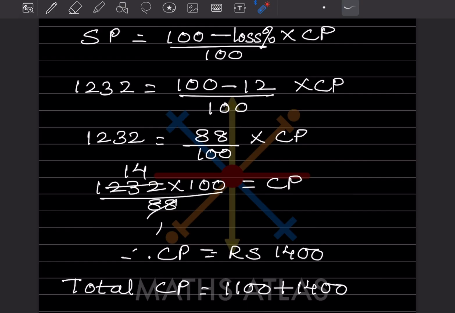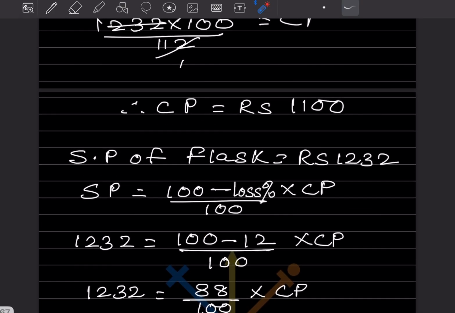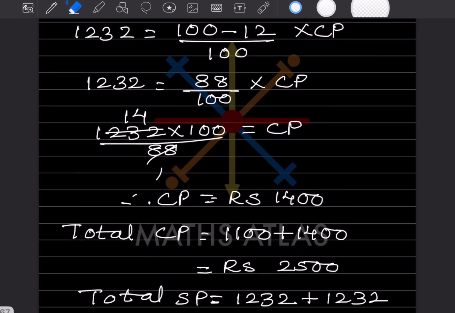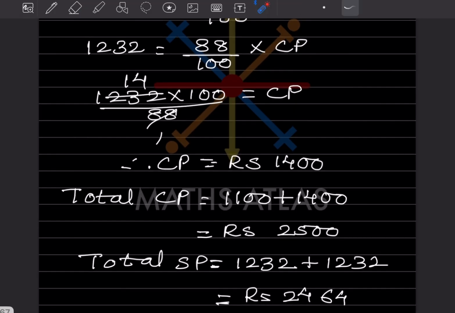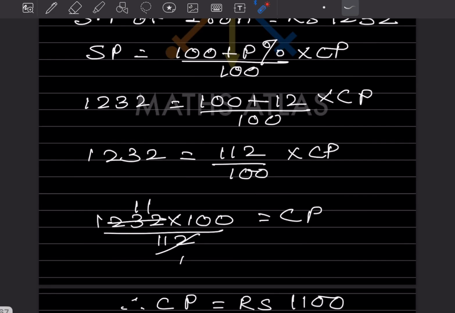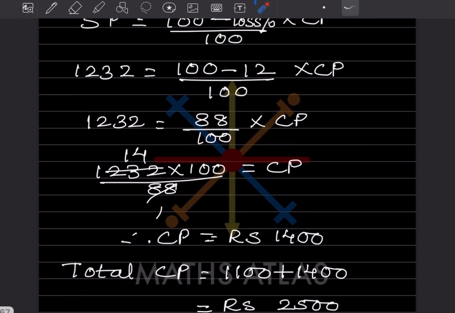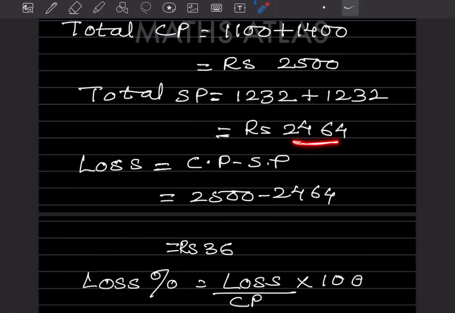So CP is 1400. So the total CP will be 1100 plus 1400, which is 2500. Total SP is going to be 1232 plus 1232, which is 2464. So you can see the cost price is more, so that is a loss. So you are going to use this formula. So that is a loss of 36.